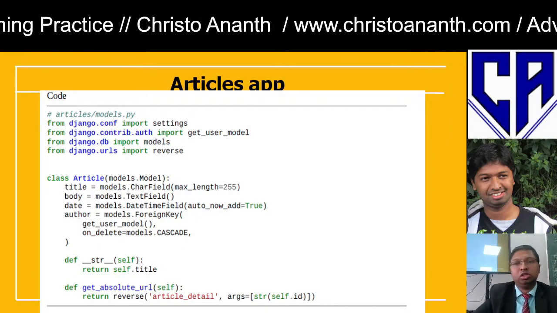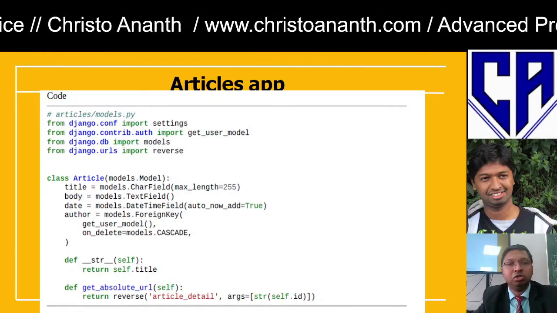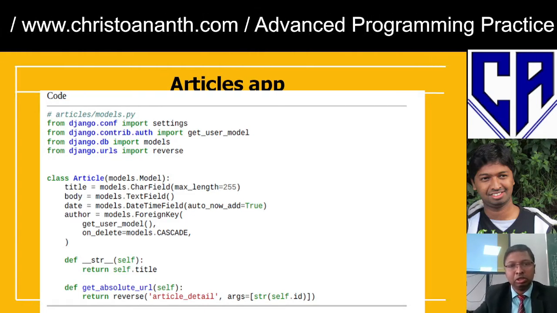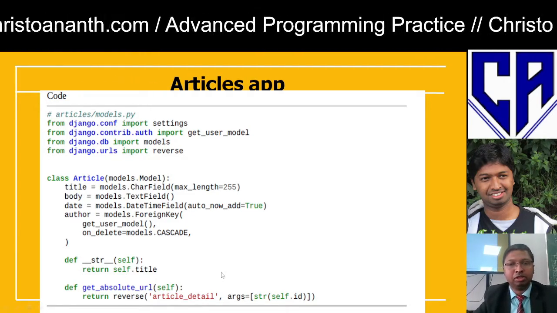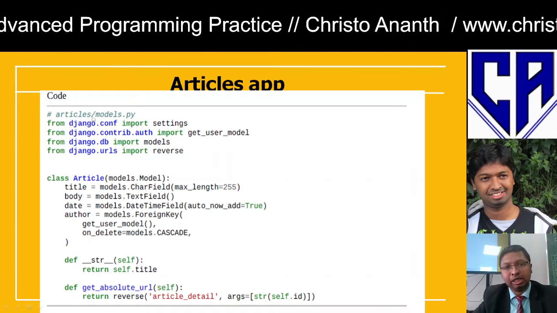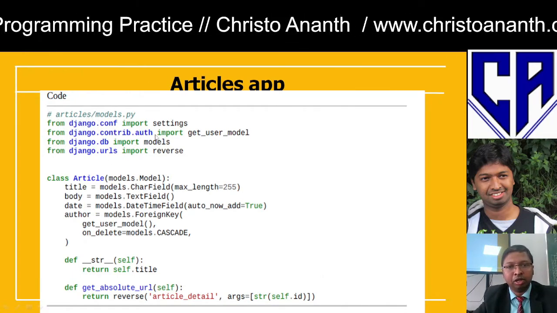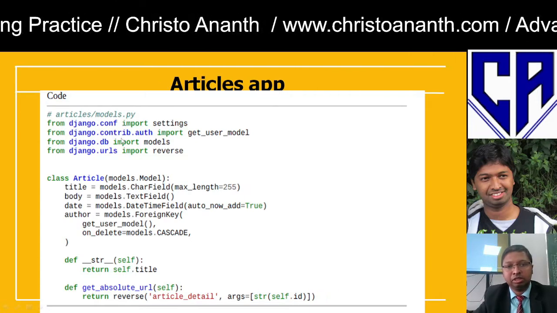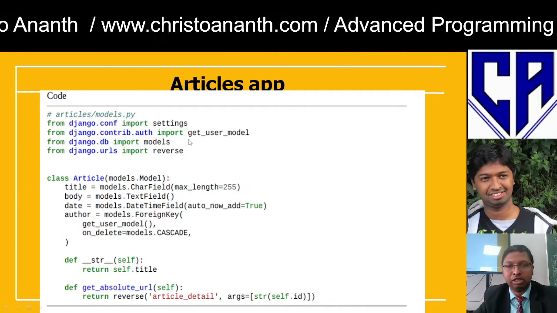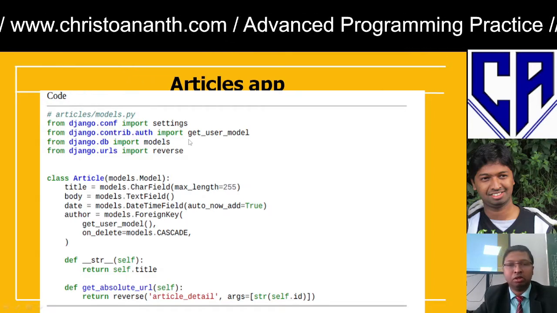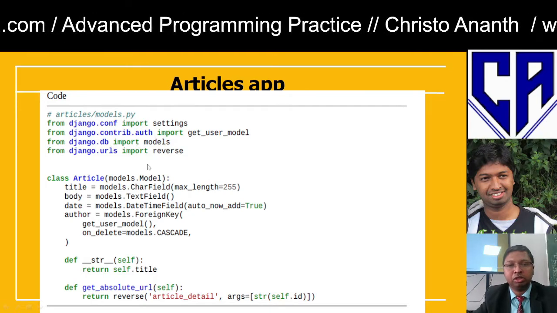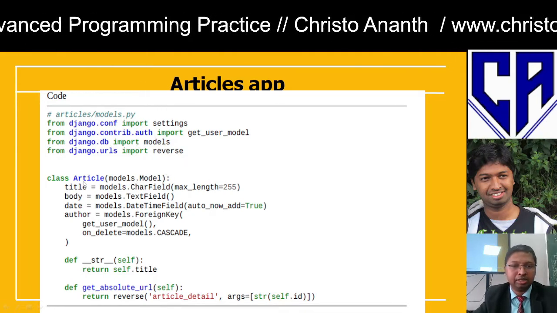So within the newspaper app, within the news app, we actually went with the confirmation of emails. So in the second part of today's class, we will update this articles app. So within articles/models.py, we will import settings, the installed apps, and from django.contrib.auth you have to get the user model. So import the models and import reverse. So make sure that everything is working as desired.